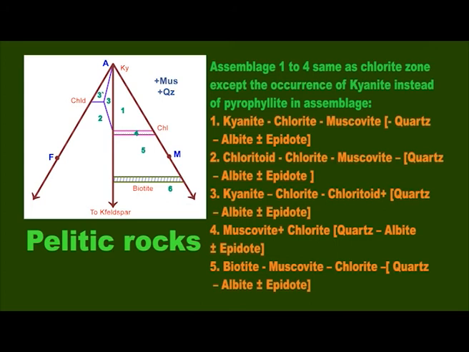Number 2, chloritoid, chlorite, muscovite with quartz, albite, epidote. Number 3, kyanite, chlorite, chloritoid with quartz, albite, epidote. Number 4, muscovite plus chlorite along with quartz, albite plus or minus epidote. Number 5, biotite, muscovite, chlorite with quartz, albite plus or minus epidote.